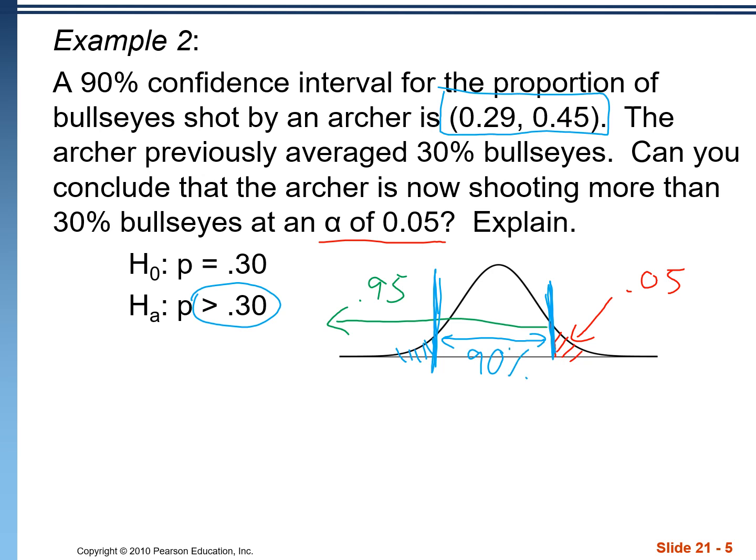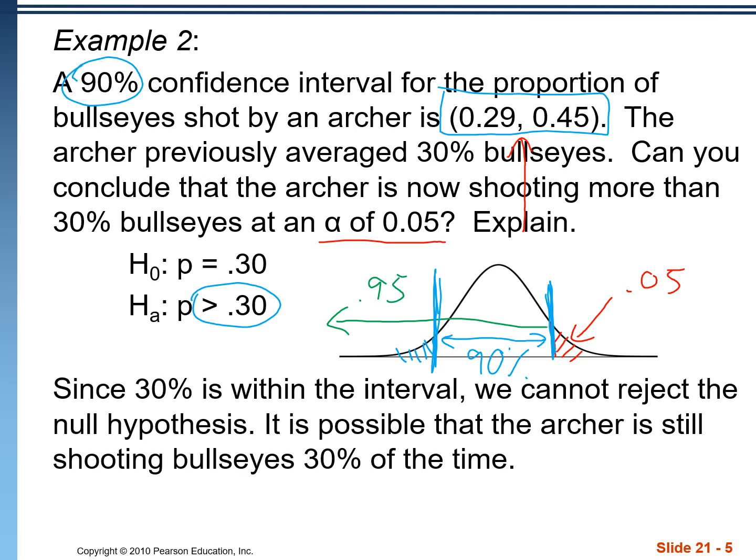Okay, now we need to make sure that these confidence intervals and hypothesis tests match up with their alpha levels. Conveniently, we're given a 90% confidence interval. So when we look at these two things, we can compare them directly, and we can just look at this interval and say 30% is within this interval. Because of that reason, we can't reject the null hypothesis. It's possible that the archer is still shooting bullseyes 30% of the time.